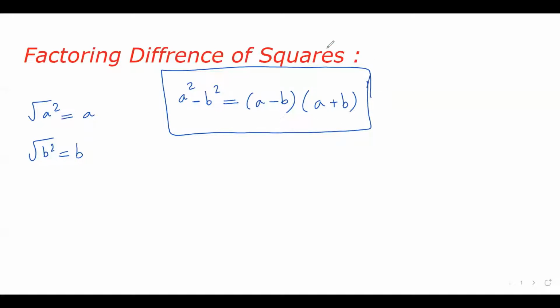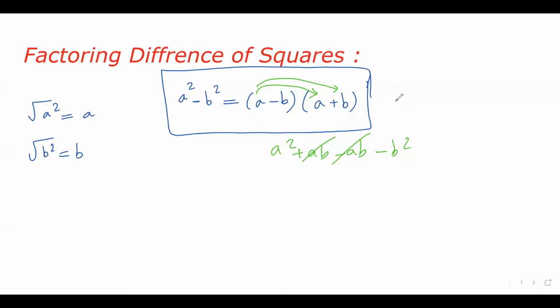And if you want to prove this, you can just multiply these two brackets and you will end up with the left side. So let's do that. Let's FOIL it out. So a times a, that's a square, plus ab, minus ab, minus b square. The positive ab and negative ab cancel out. I will be left with a square minus b square. So that's the left side. We just proved it. So this identity is always true.